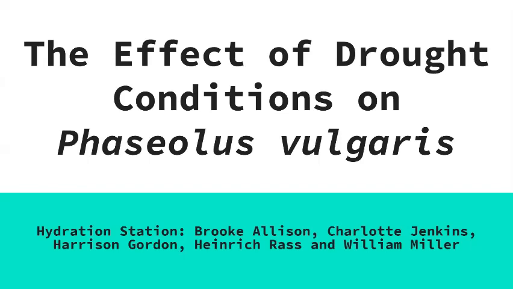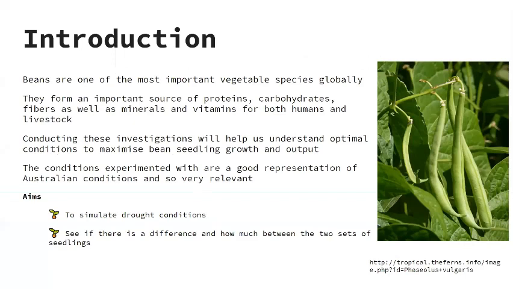The effect of drought conditions on Phaseolus vulgaris. Extreme variability in rainfall is very common in many Australian regions. As a result, these regions are put under high risk of drought, which can severely impact agriculture. With increased drought comes decreased yields, soil degradation, and crop failure.